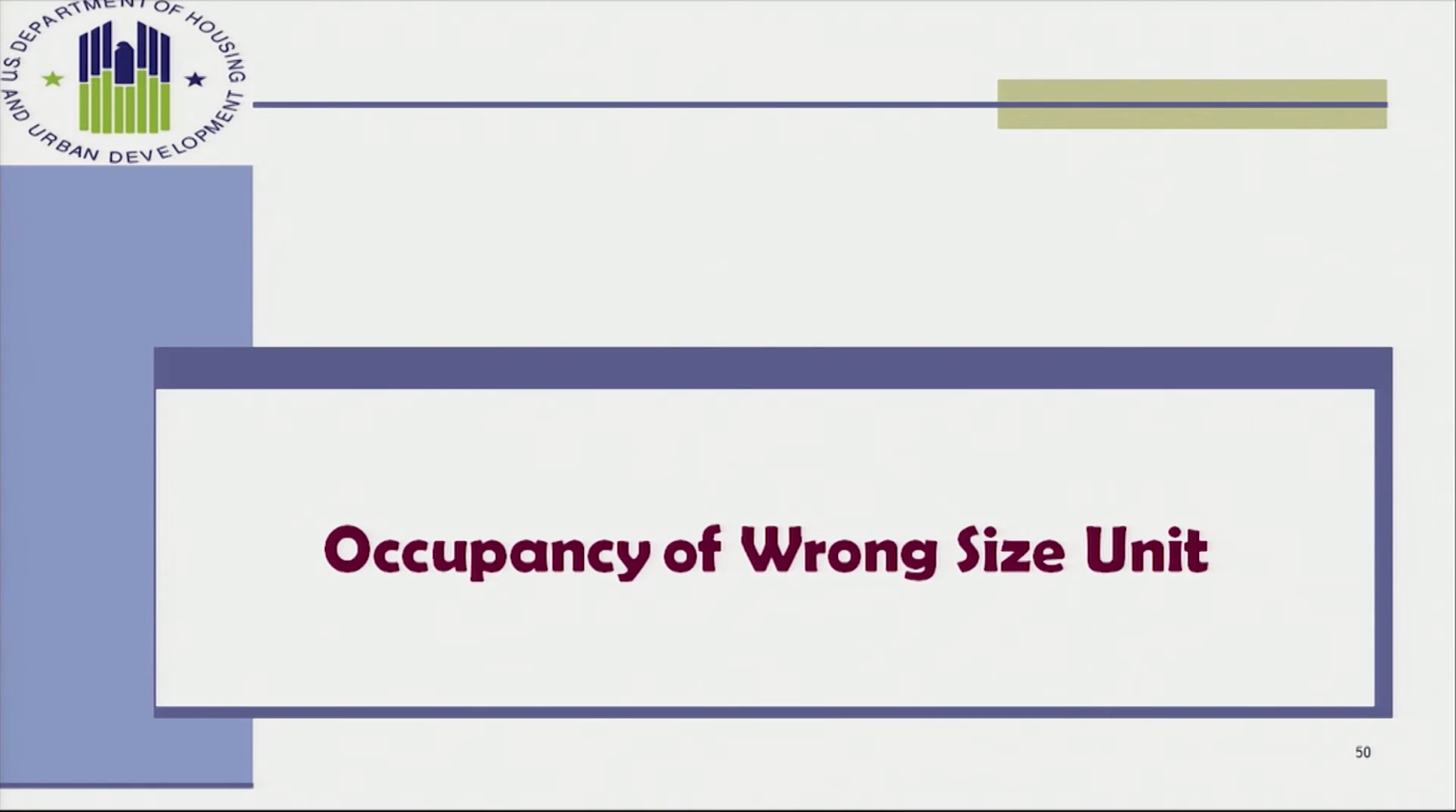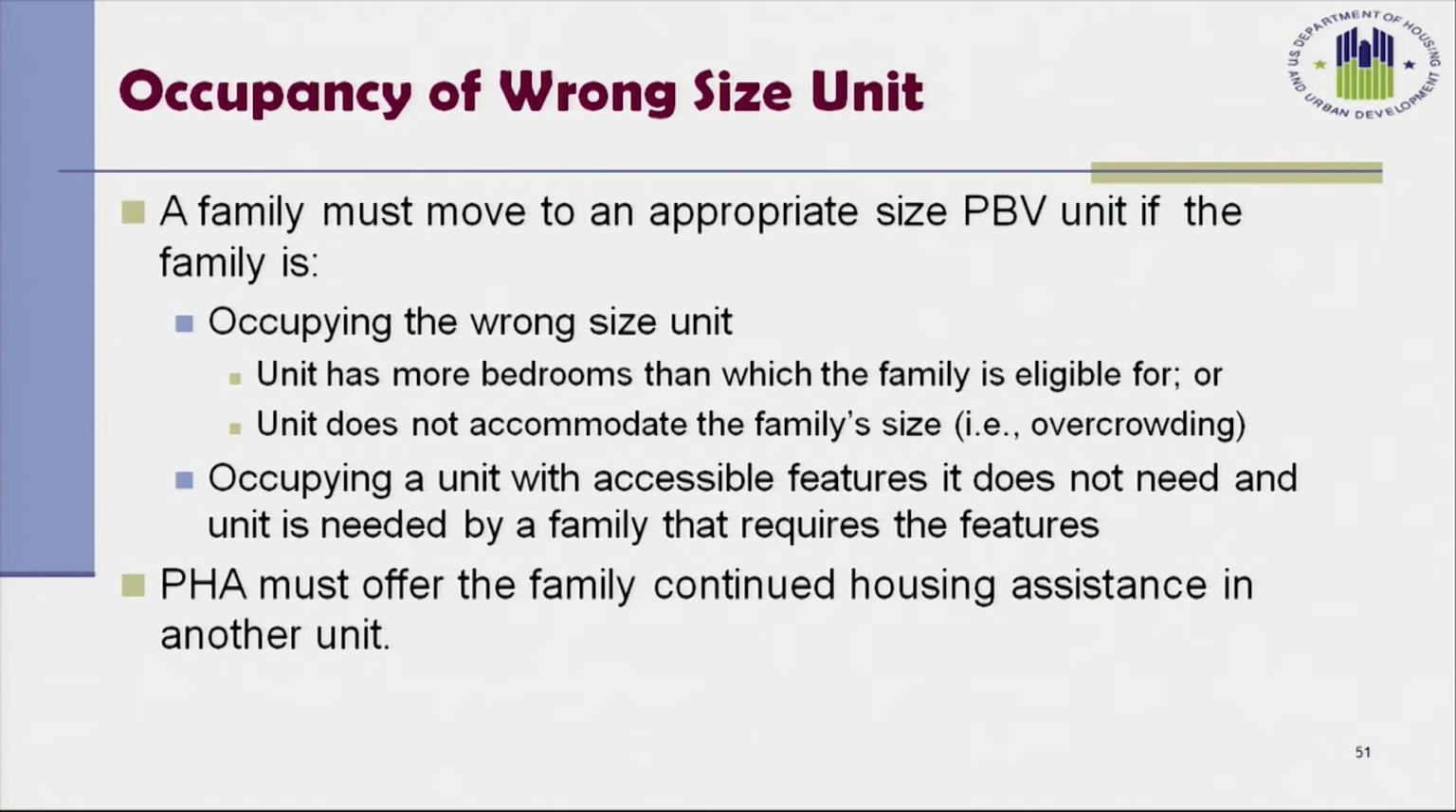The next section we will discuss is occupancy of wrong-sized units. If a family is occupying a wrong-sized unit, the family must move to an appropriate size PBV unit in order to continue assistance at the project. When a family is occupying the wrong-sized unit, it's generally because the unit has more bedrooms than the family is eligible for under the PHA subsidy standards, or the unit does not accommodate the family's size. That is, there's an overcrowded situation.